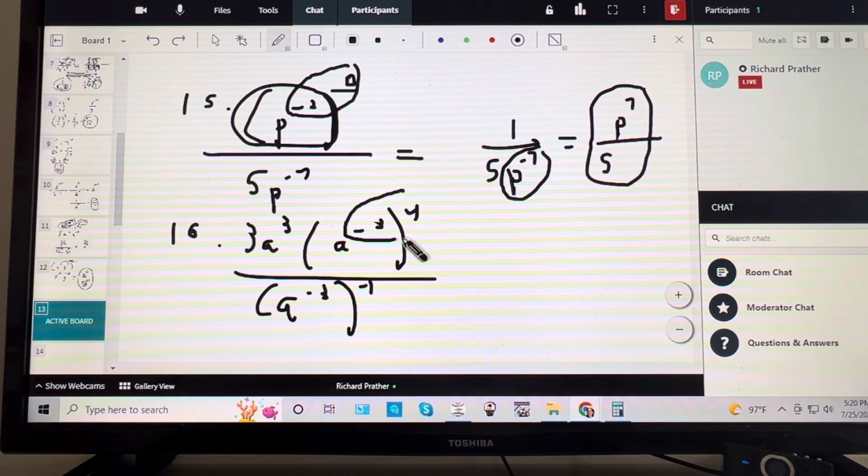So we could do this rule here and here, the power rule. A single base and a double exponent, that's when you multiply the exponents. So I'm going to rewrite the 3a to the 3rd. This will be a to the negative 12 because you just do negative 3 times 4. And this will be a to the positive 2 because you do negative 2 times negative 1.